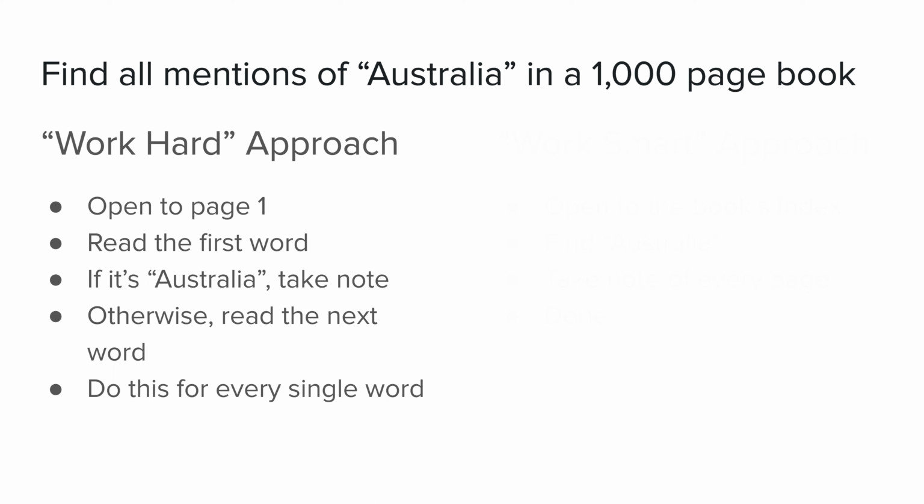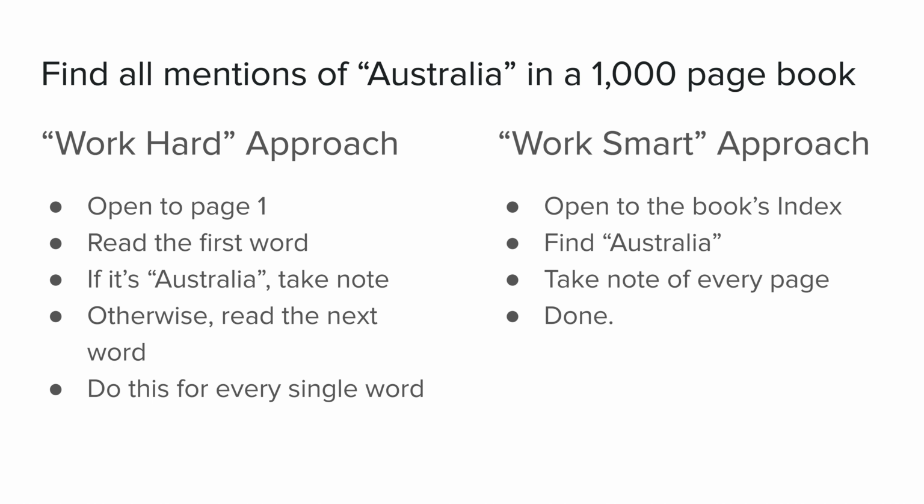Obviously, that's not what you would do. You know how to work smart, so you're going to open up to the back of the book and you're going to look at the book's index. You're going to find the entry for Australia, and then you're going to take note of every page that's in the index. So essentially all the work you had to do was just go to the index and then find Australia in the index. And then you had your answer. So on the left, that's equivalent to a full table scan, where on the right, this work smart approach, that's equivalent to an index scan.